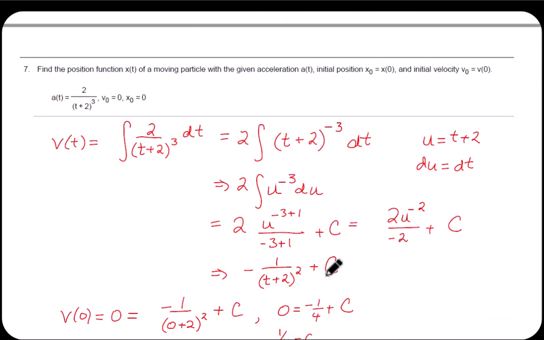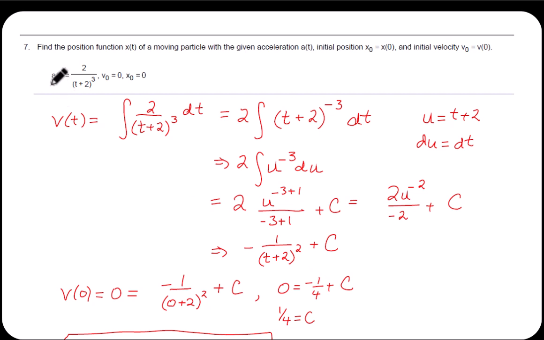All right, what about this one? Let's see. We are given acceleration. The initial velocity is 0. The initial position is 0. So I need to integrate this thing. I'm going to pull the 2 out. I rewrote this as t plus 2 to the minus 3. It's a chain rule, so I need to use integration by substitution.